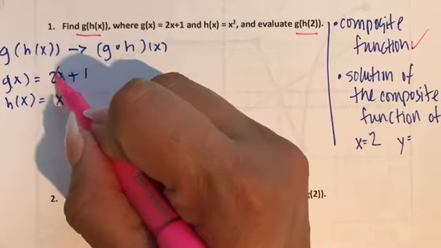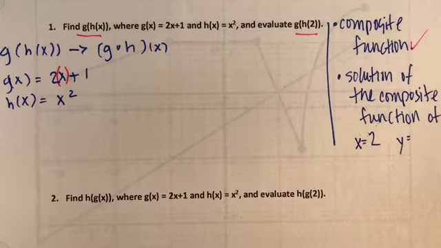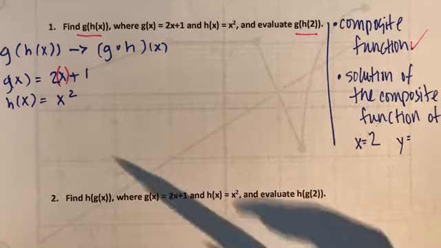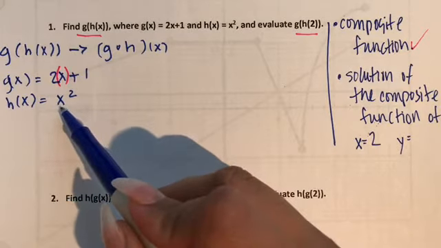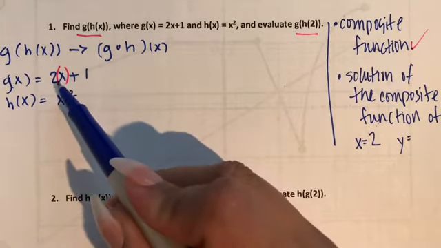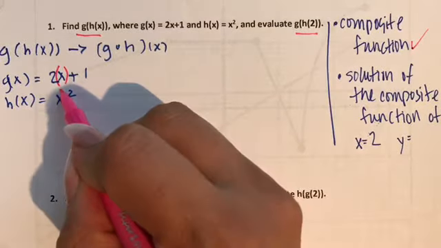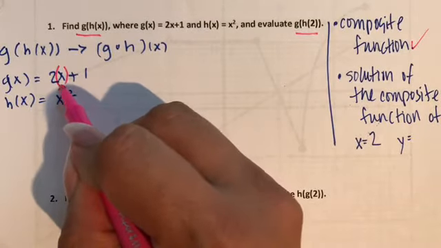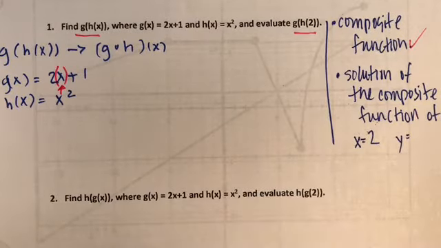We want to put parentheses around all the x's, because that means wherever I have the x, the h of x, which is x squared, is going to go inside the g of x. So it's, what did we say, like a Twinkie? The x squared fills the 2 of x plus 1. This is going to look like this.